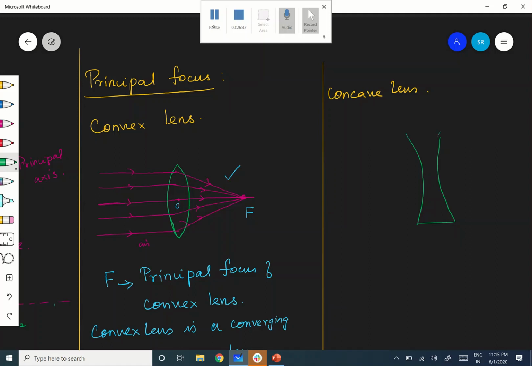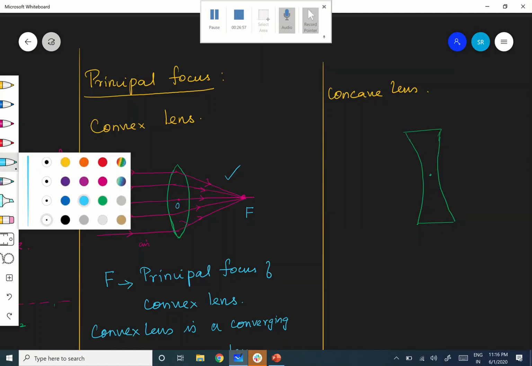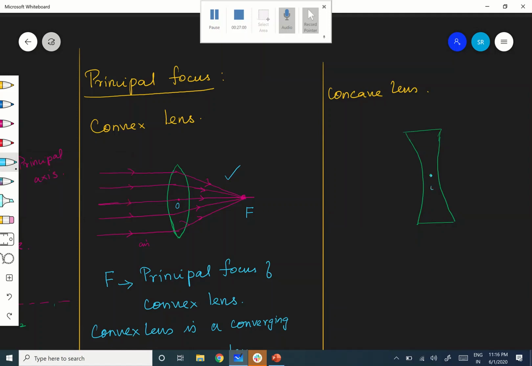Okay, that is it. Now what is that here? This is the optic center. Okay, and let me draw in the other color, the same, because yeah, this is your principal axis. Okay, right.